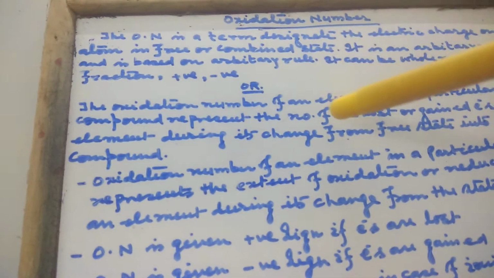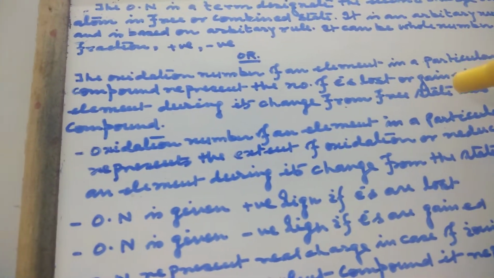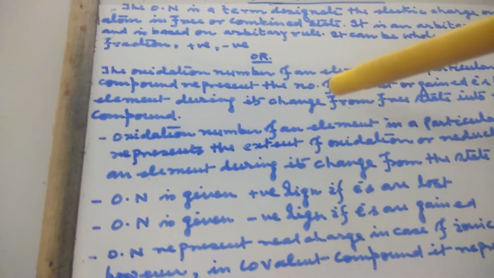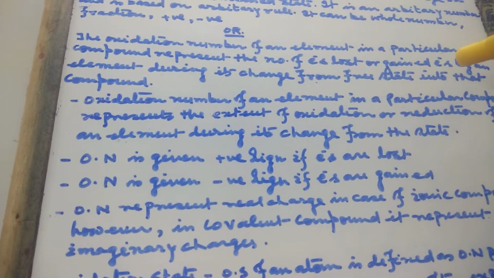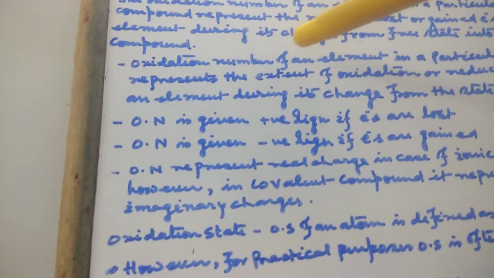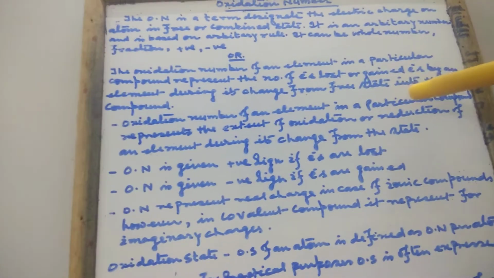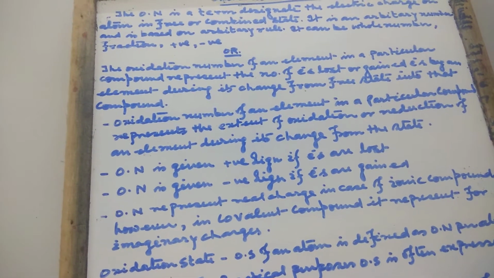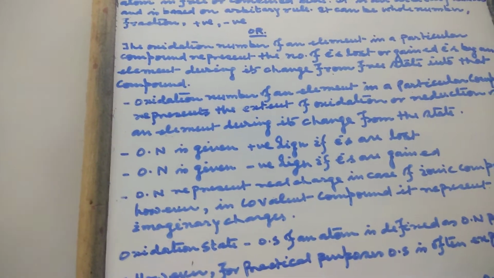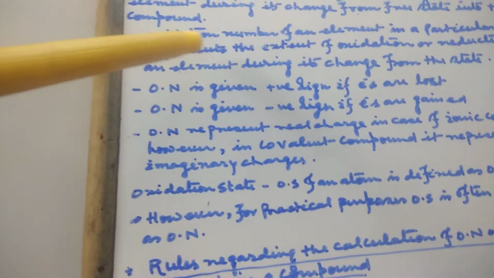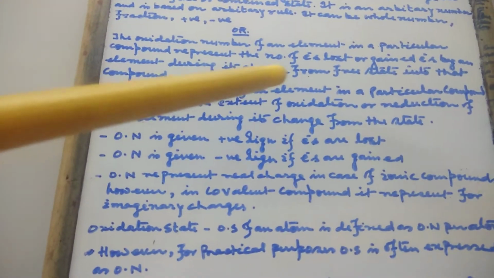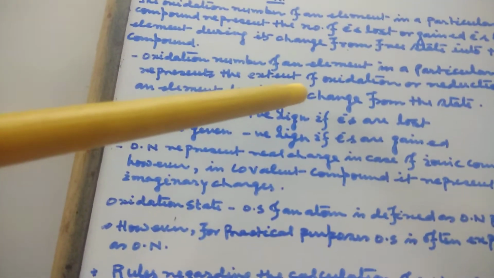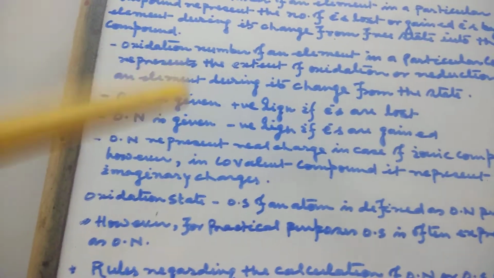The oxidation number of an element in a particular compound represents the number of electrons lost or gained by an element during its change from free state into that compound. It represents the extent of oxidation or reduction of an element during its change from the free state.